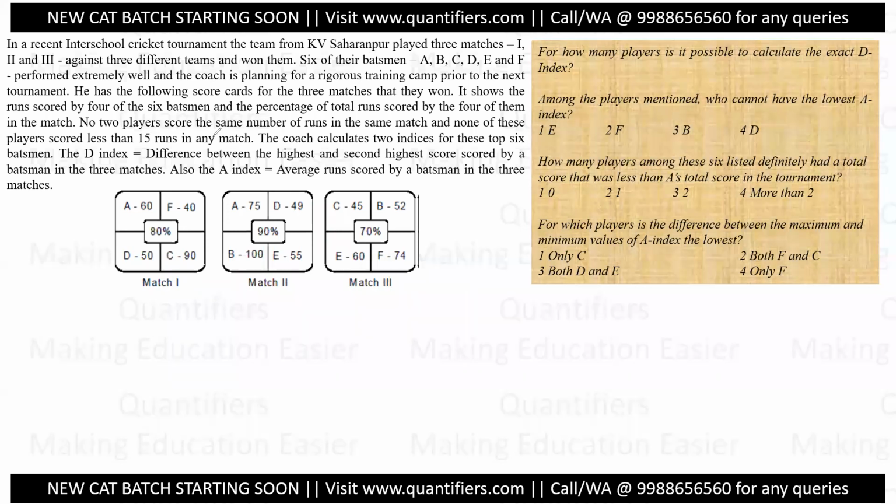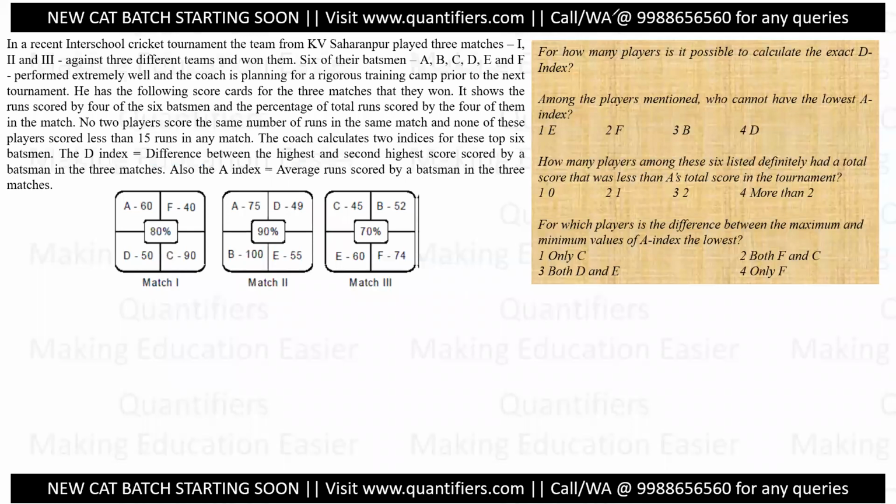Now there are two indices which we have to calculate. D index is the difference between the highest and the second highest score of a player, and A index is the average of a score. Now we have to understand one thing, that the score of the players for which the number is not given will be in a range. They have scored 80% of the score, and the other two might or might not have scored, and it is a range that we will get.